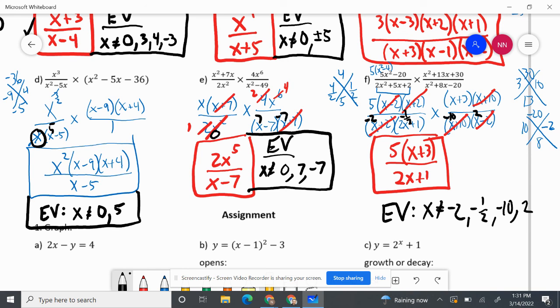Now, most of them are self-explanatory except for the fractions. That's always a difficult one. So if we were to isolate that and we were to say 2x plus 1 equals 0, we would subtract the 1 and then divide by 2. And that's how we're getting x equals negative 1/2.